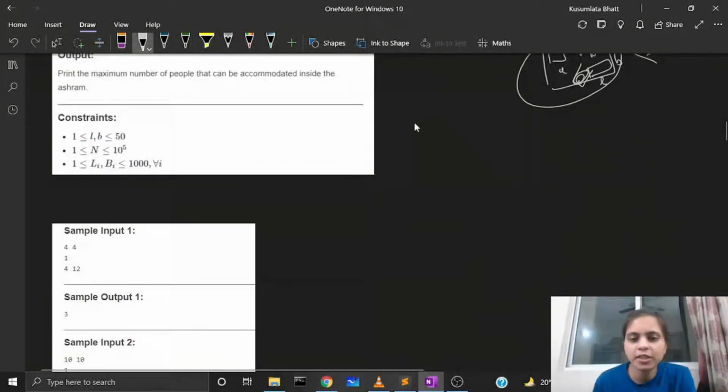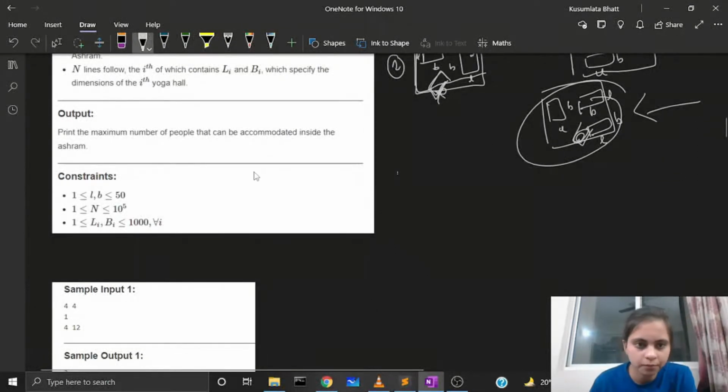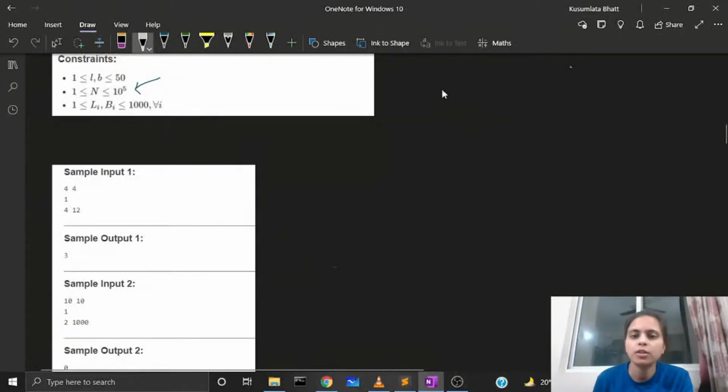So keeping these points in mind, we have to tell how many maximum persons can be accommodated in these yoga halls. We know that one person is assigned one yoga mat. So what we have to do is simply count how many yoga mats we can place in these yoga halls, keeping these two conditions in mind. Now let's see how we can solve this problem.